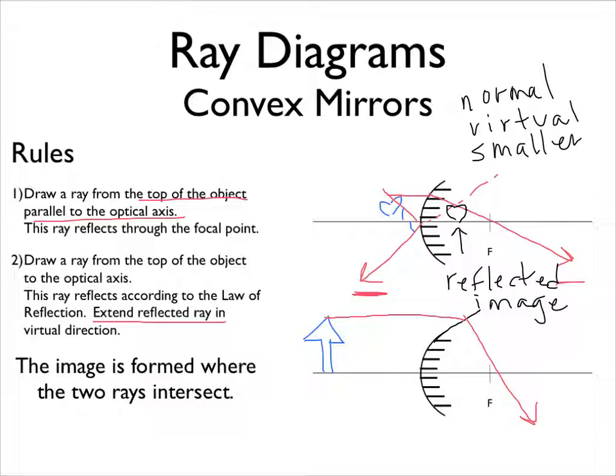And then step 2, we're going to draw a ray from the top of the object to the optical axis at the mirror. It's going to reflect off the mirror at the same angle that it hit the mirror. And then we have to extend it in the virtual direction to see where they intersect. And then our reflected image is formed where those two rays intersect. And so here's going to be our reflected image. And we see that it is also normal, still upright. It's not flipped over. It is still virtual because it's behind the plane of the mirror. We could not project it onto a screen. And it is, again, smaller than the original.